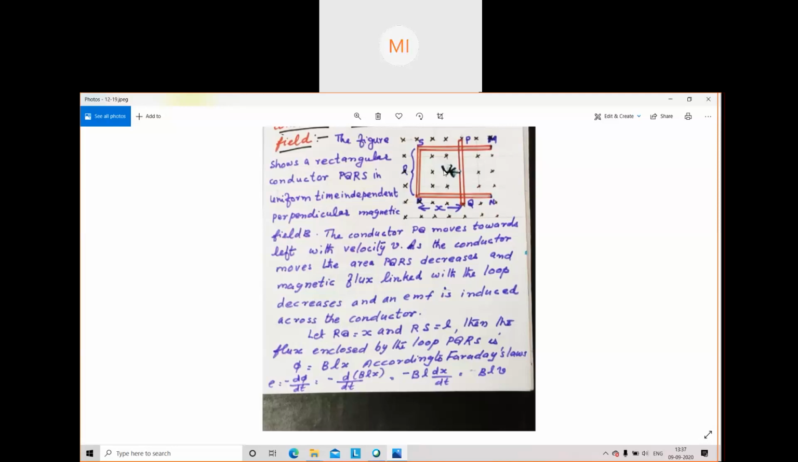Yes, 0. Correct answer. The angle between B and A is 0, because the magnetic field is perpendicular to the plane and the normal is drawn to that area. Both make an angle of 0 degrees. So BA cos theta, where cos 0 is 1. So B into A will give the flux. Flux equals B into A.